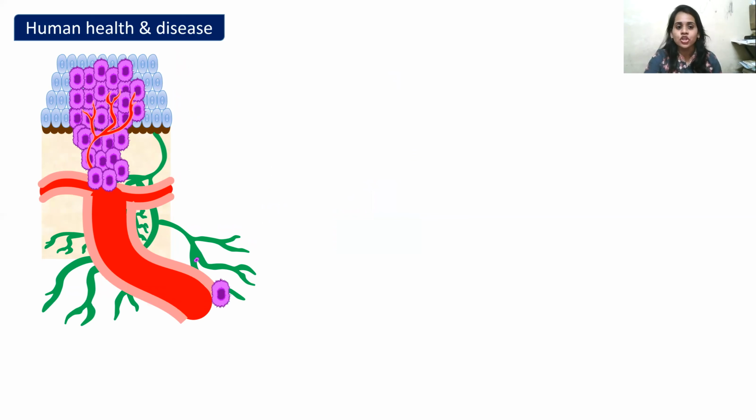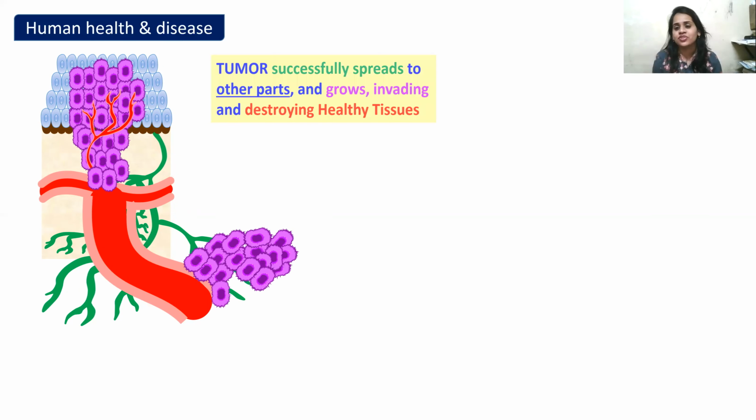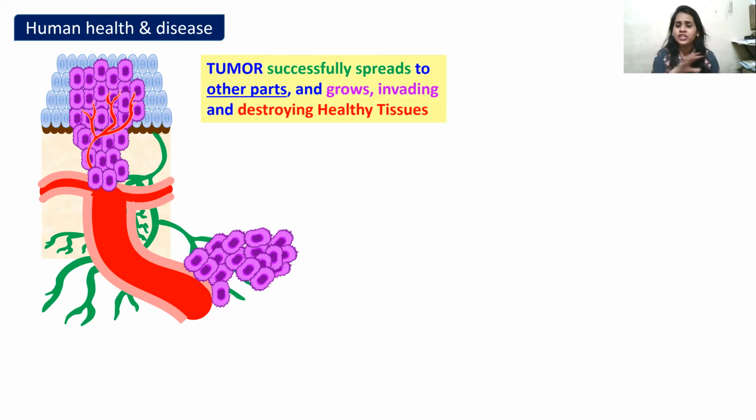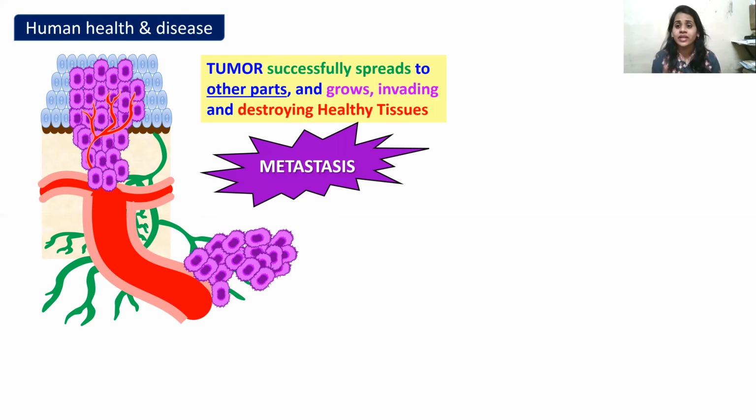Yes. So through blood vessels and lymph, it's spreading, और वो spread होके वहां पर multiply करता है, and that organ gets destroyed. So this tumor successfully spreads to other parts and grows and destroys the healthy tissue. And that stage is called metastasis. What is it called? Metastasis.